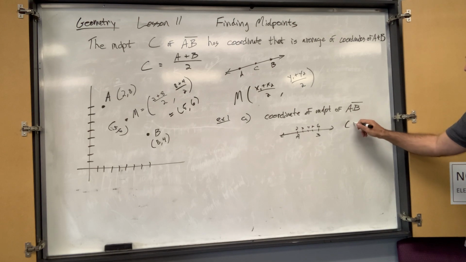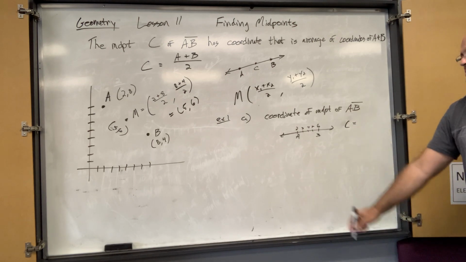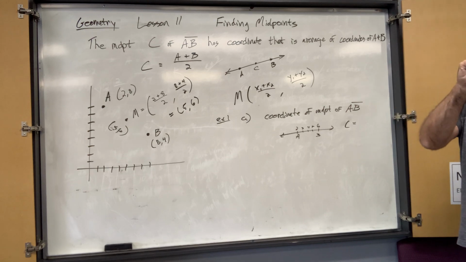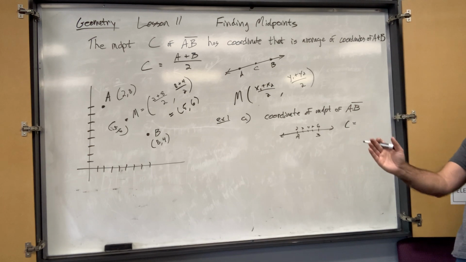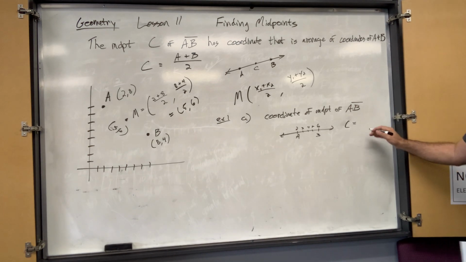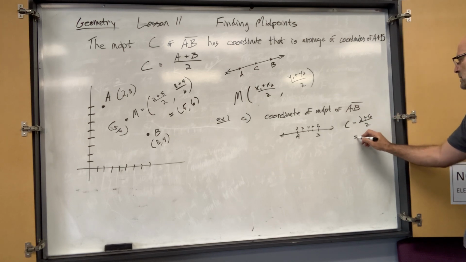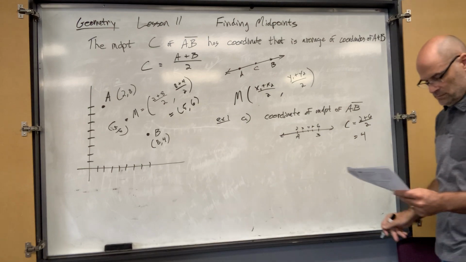But if this was not very countable, if this was 216 and this was 658, then you don't want to count that distance, right? Does that look like it's halfway? No. Just add them together, divide by 2. 2 plus 6 divided by 2, so it's 4.